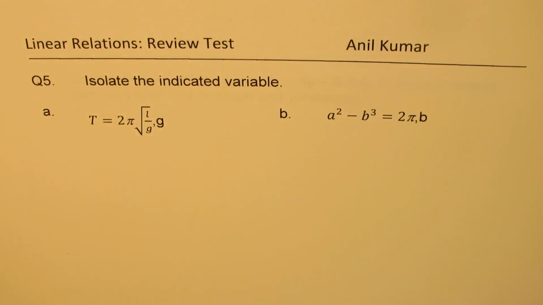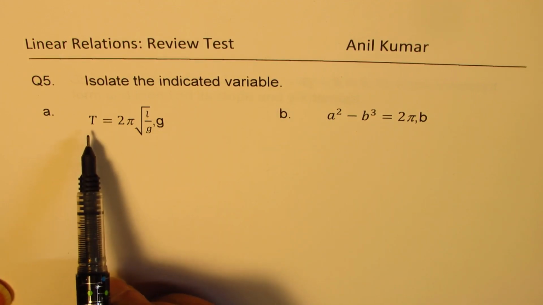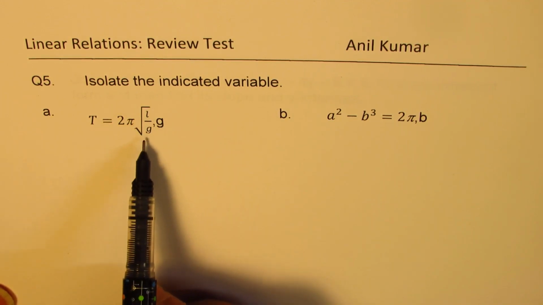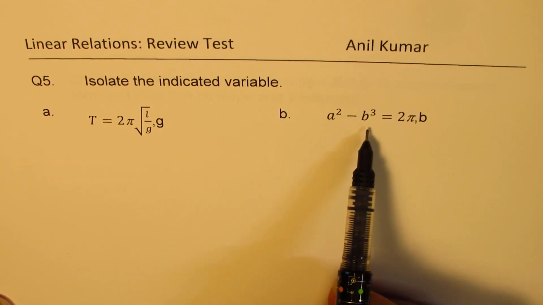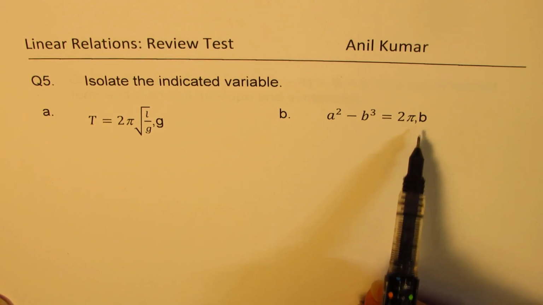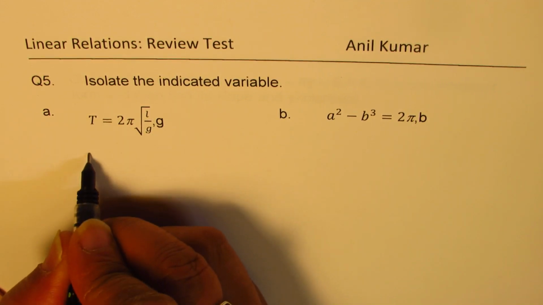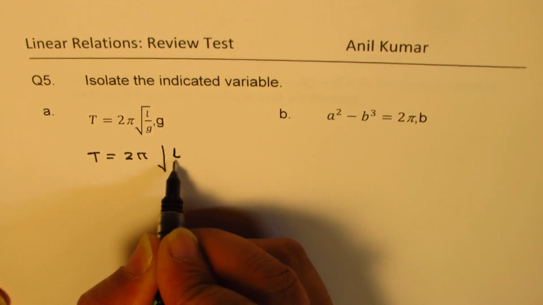The next question here is question number 5. Isolate the indicated variable. First equation is T equals 2 pi square root of L over g. We need to isolate g. The second one is a square minus b cube equals 2 pi. We have to isolate b. Okay, so let's do it. So let me rewrite this equation. T equals 2 pi square root of L over g.